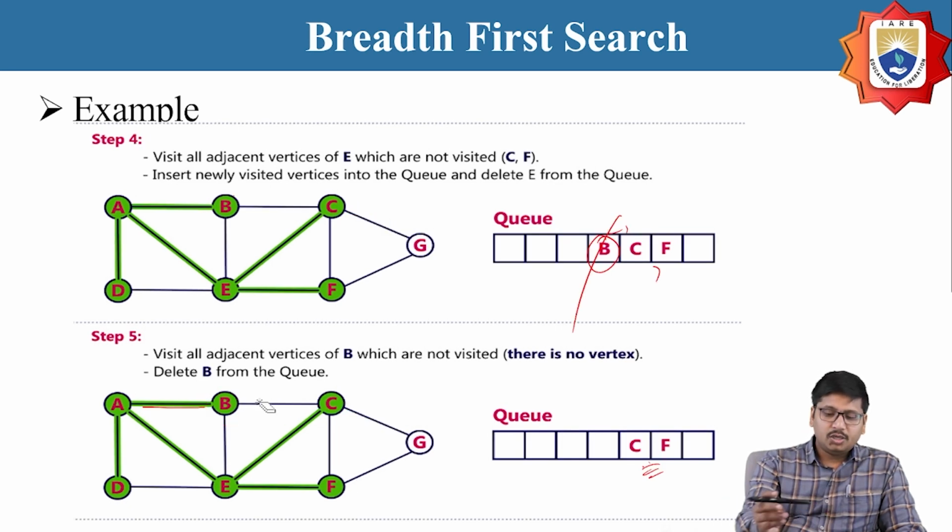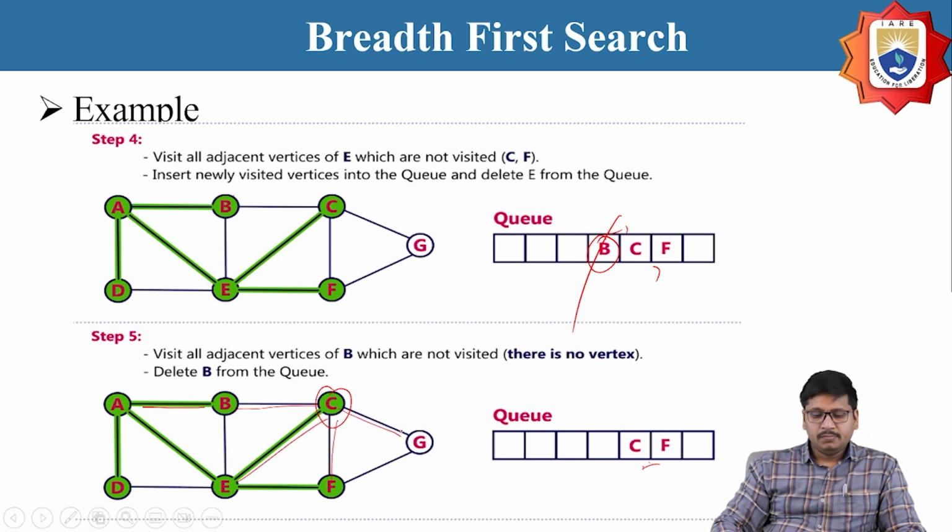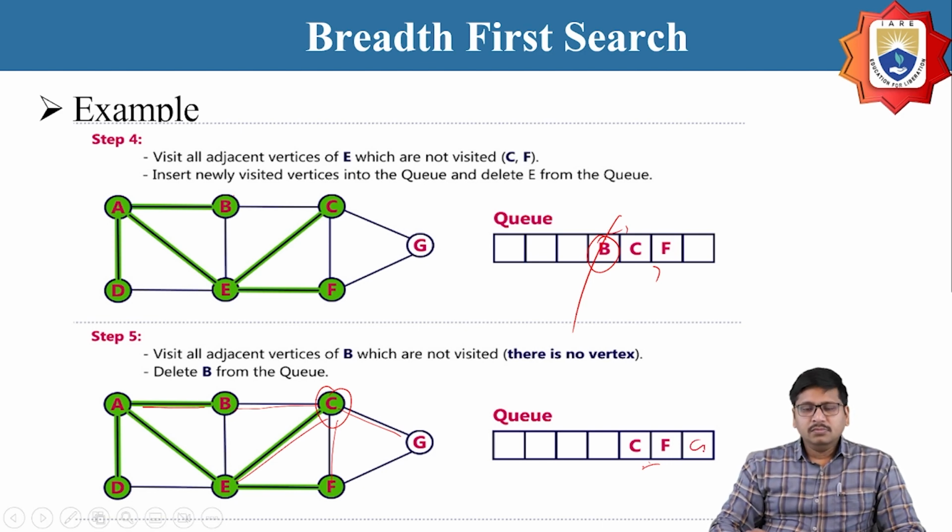And what are the nodes that are adjacent to node C? So B is already there, E already there, then F, and then G. F is already there. Next, I have to push G here.